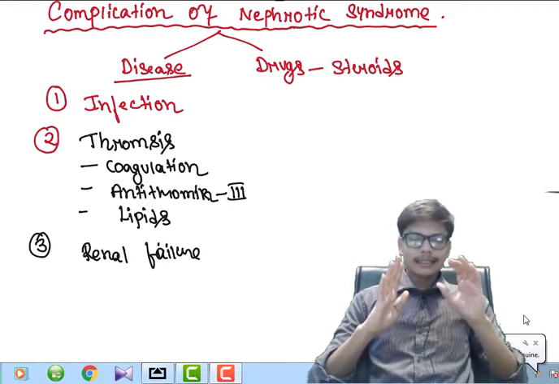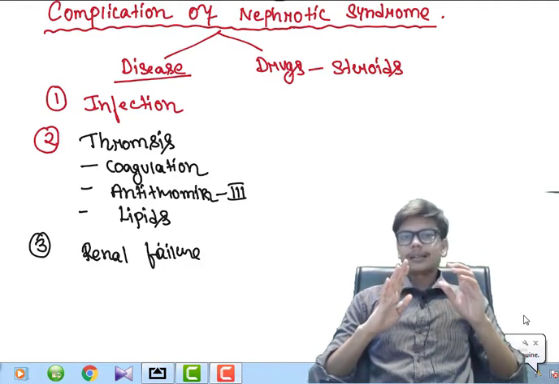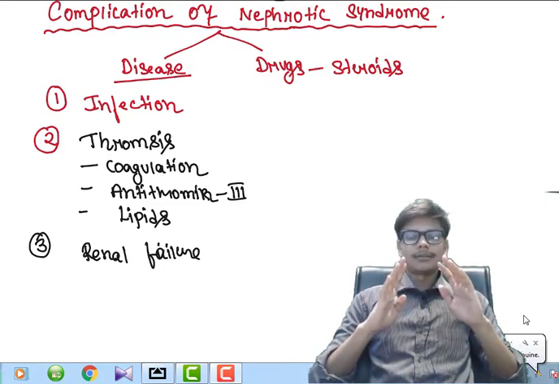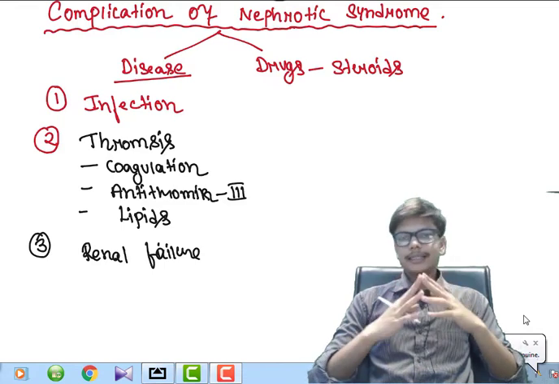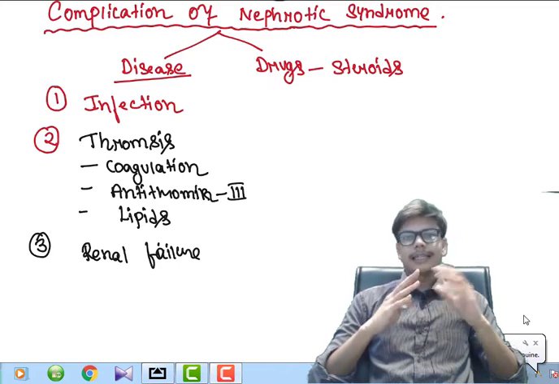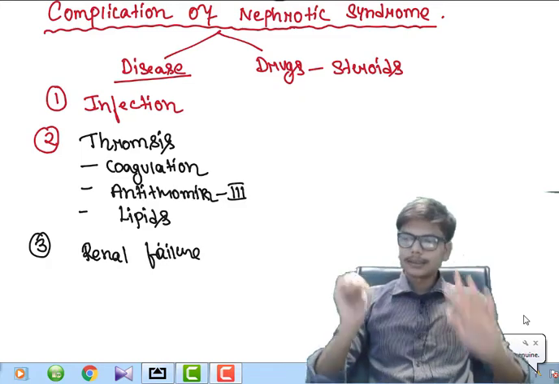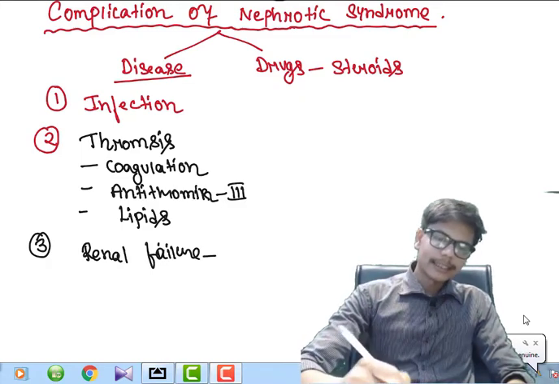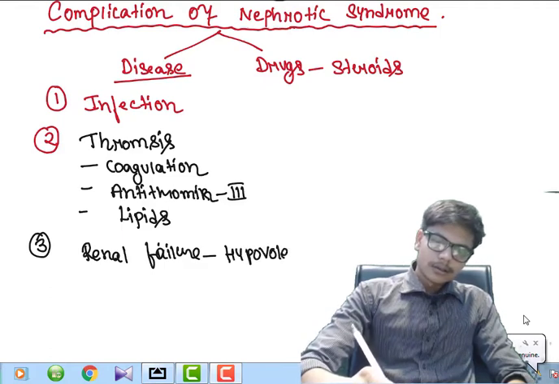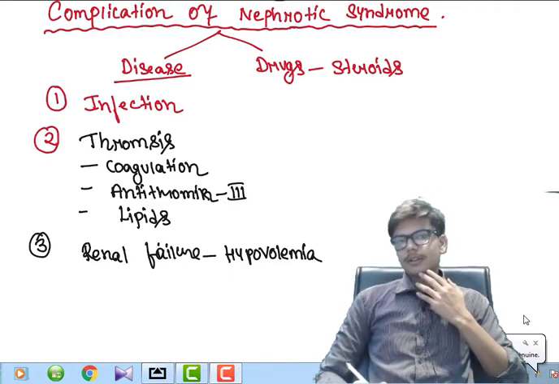So there is hypovolemia and reduced blood supply to the kidney, which lead to impaired excretion of nitrogenous waste products through the kidney, which leads to renal failure. There is accumulation of nitrogenous waste products in the circulation due to hypovolemia, because less blood is reaching the kidney and there is less excretion. So the cause of renal failure in nephrotic syndrome is mainly hypovolemia. So hypovolemia is the prerenal cause of renal failure.